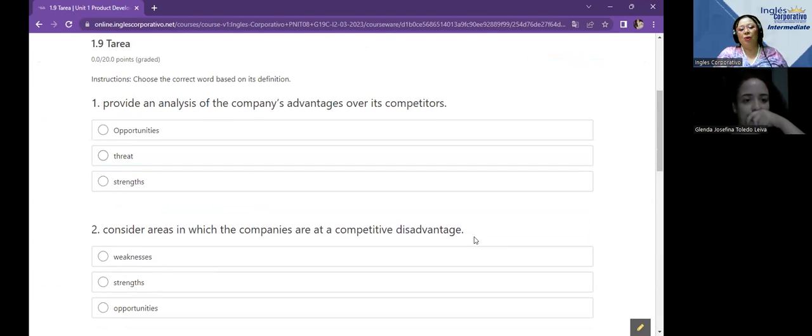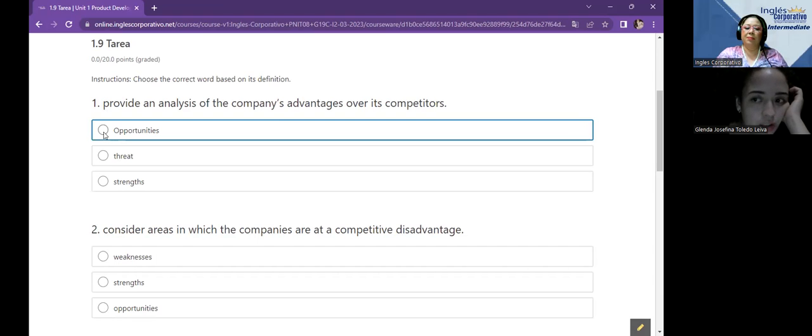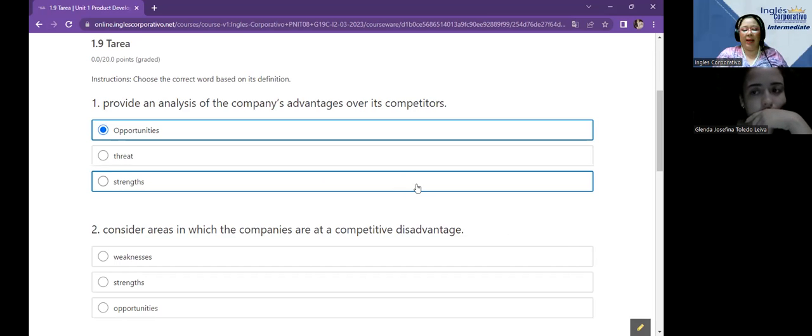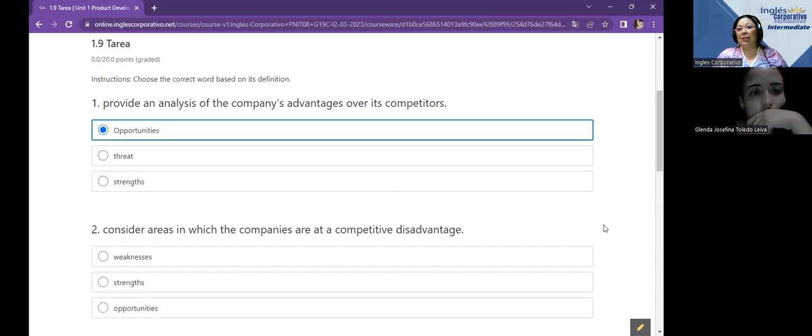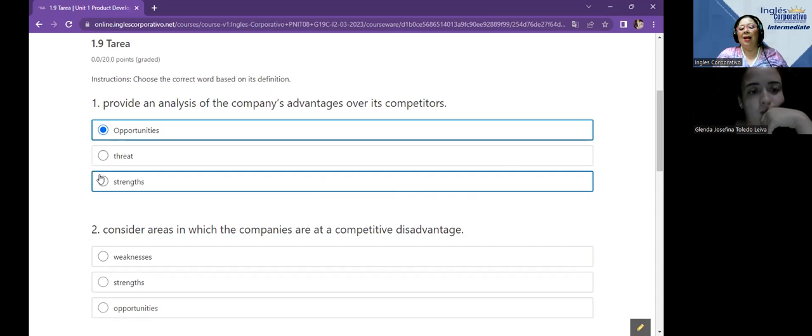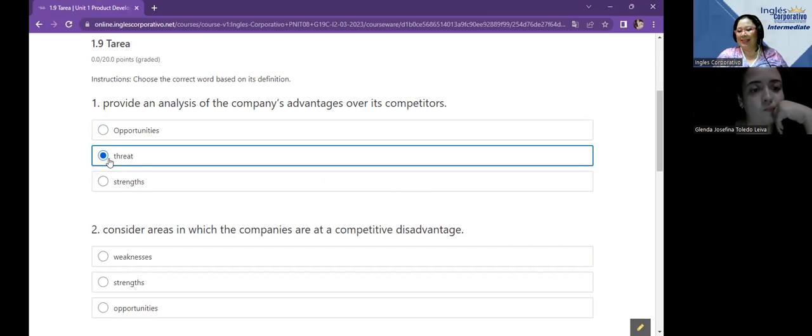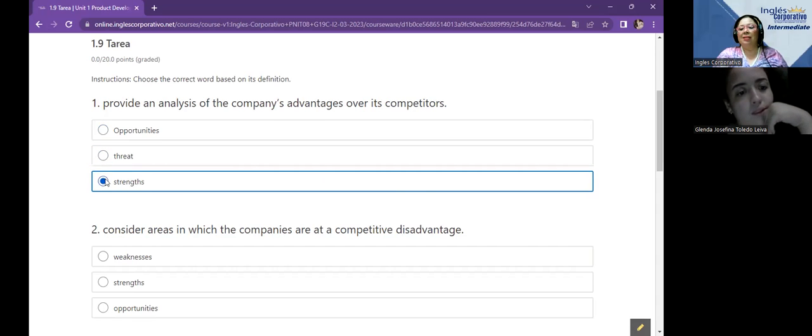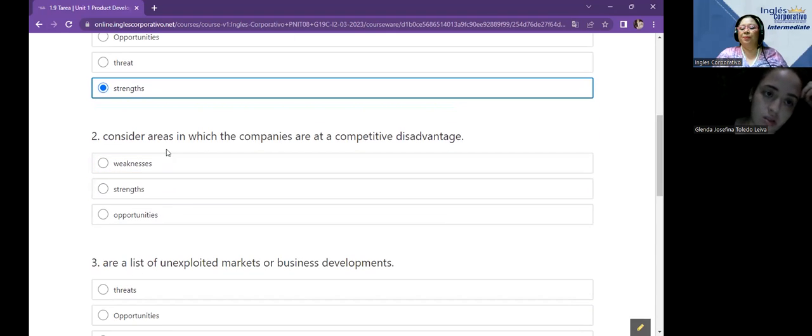Vamos a ver. Choose the correct word based on its definition. Provide an analysis of the company's advantages over its competitors. ¿Qué sería? ¿Opportunities? ¿O sería threats? ¿O sería strengths? Advantages es con las cualidades que son mis ventajas, las ventajas que yo tengo sobre mis competidores serían mis strengths, mis puntos fuertes, ¿verdad? Ok, vamos a ver, number two.